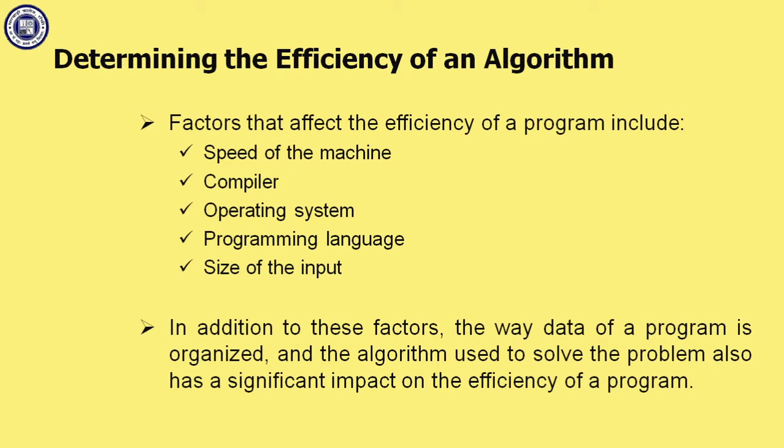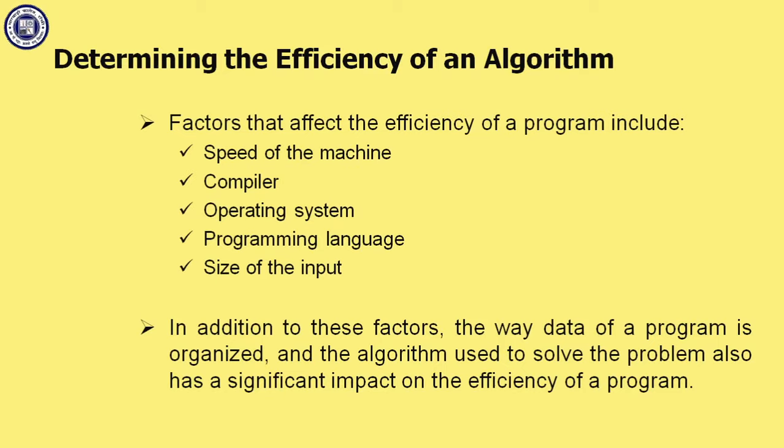The next one is the operating system. The operating system also gives much efficiency in writing a program, as it provides the UI, that is the user interface, for a programmer to write their algorithms and transform those algorithms into the respective programs.